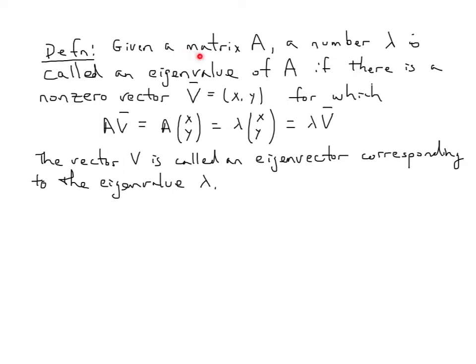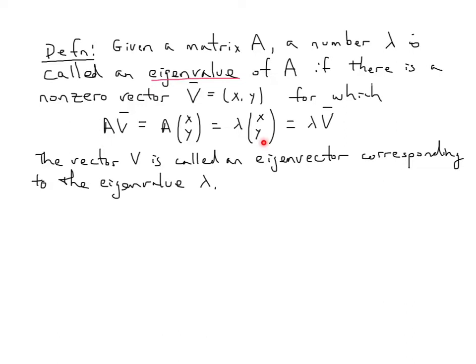Given a matrix A, a number lambda is called an eigenvalue of A if there is a non-zero vector V for which A times V, and so here's A times V, V is expanded to xy, is just lambda times xy.